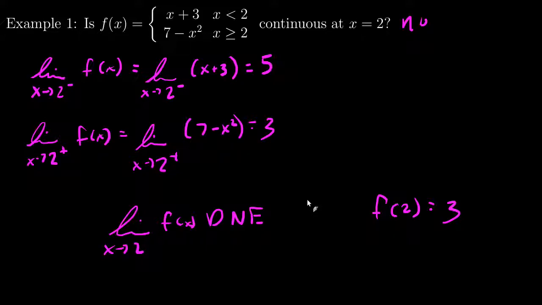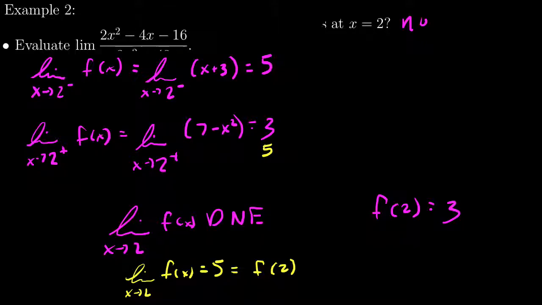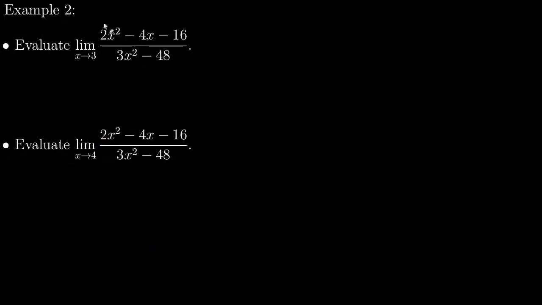If, however, this were a 9, so let me talk about it. If this were a 9 minus x squared instead of a 7 minus x squared, then this would be 5. And then the limit as x approaches 2 of f of x would equal 5, which would also equal f of 2. And in this case, the limit did equal the value. So if I changed it here, it would be continuous. All right, two more examples.